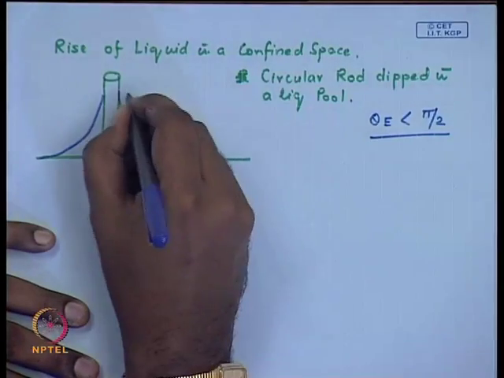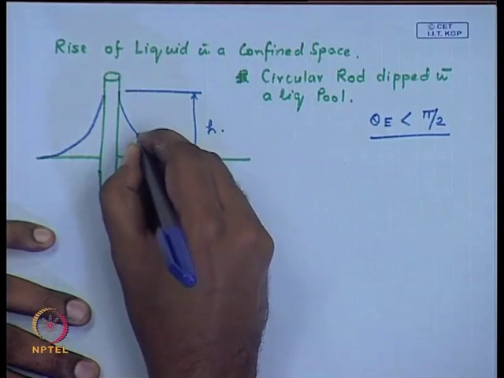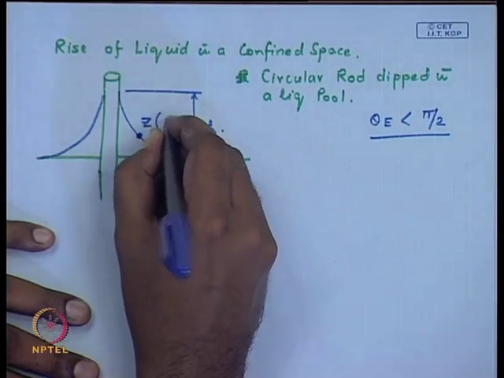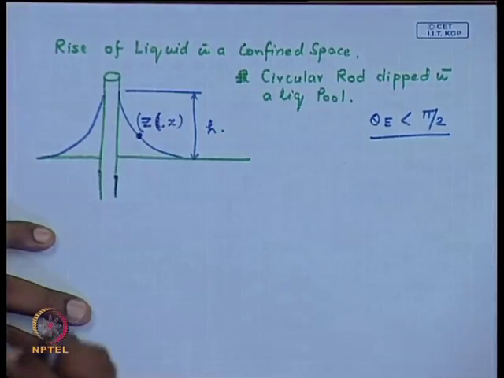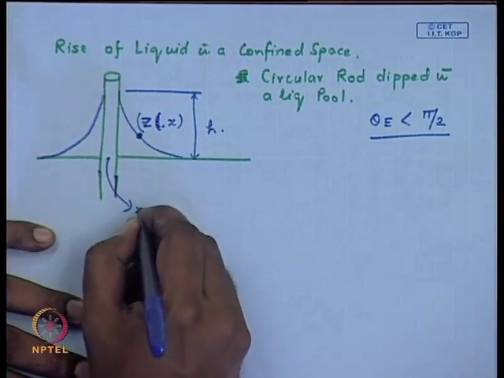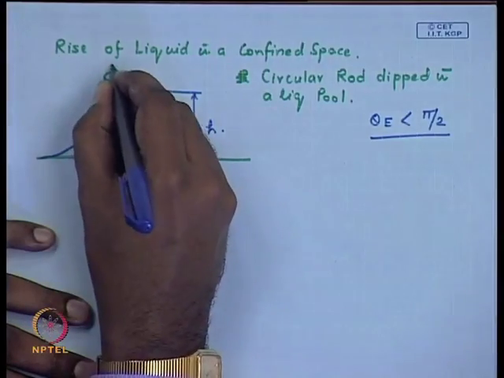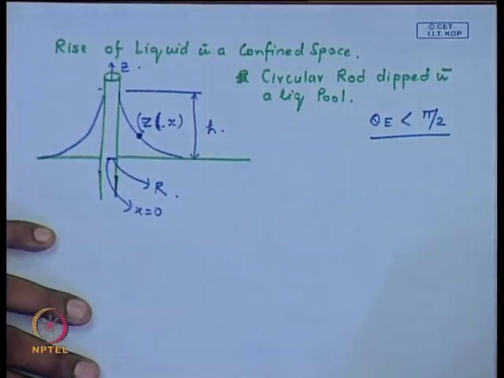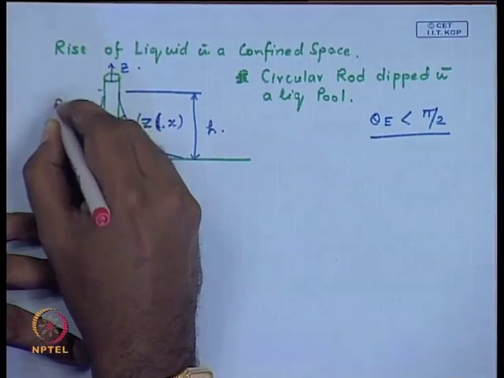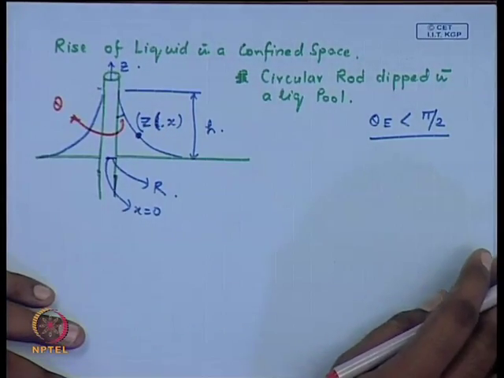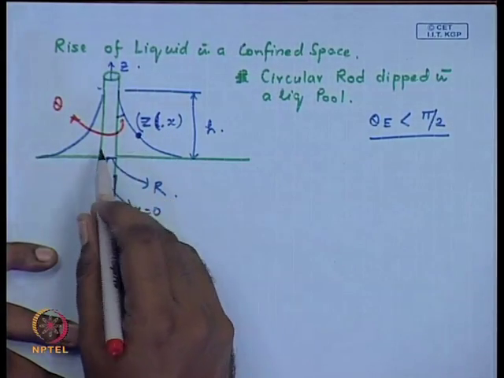Let us say this is the height up to which it can go up. This again is the surface that has formed, which at any point can be represented as z(x), and let us say this is x equal to 0. Let us say the diameter of the rod is capital R, this is the z direction, this is h, and of course, you must understand that here again this angle is theta, the equilibrium contact angle that you get from Young's equation for the combination of this liquid and this solid material.